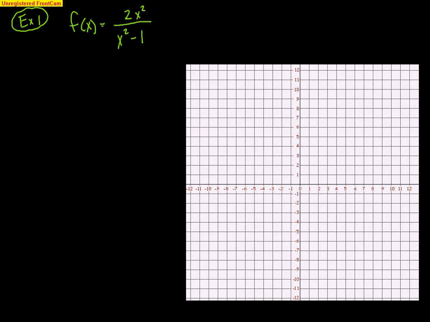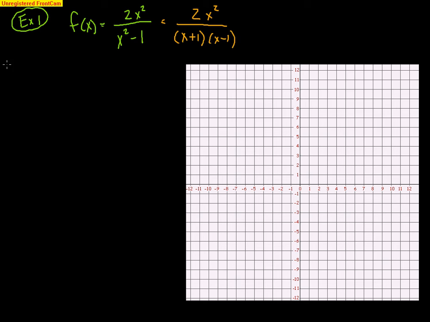This is if you want to kind of practice things out. You could hit pause and then come back and check your work. So let's actually go ahead and analyze this function, 2x squared over x squared minus 1. First thing I'm going to do is completely factor the top, which is pretty easy, 2x squared. And the bottom, I'm going to do x plus 1 times x minus 1.